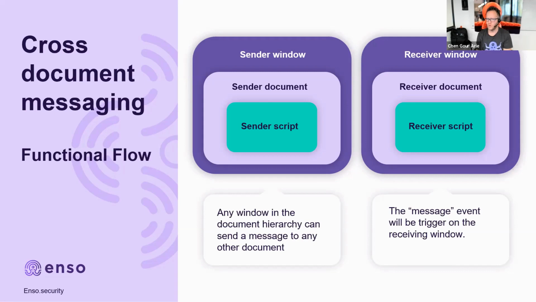If you want to do something with messages you get from the other side, you simply use a standard web API to register a new event handler on the window, and you will receive messages sent to that window. Let's talk a little bit about the security model.